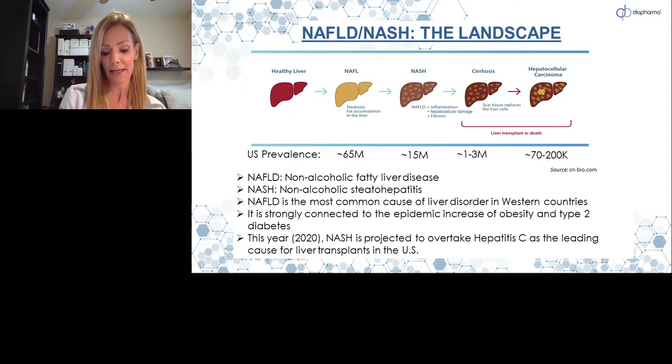NASH is characterized by liver inflammation, hepatocellular damage, and fibrosis. Some people may progress even further to develop cirrhosis and hepatocellular carcinoma or liver cancer. At that point, a liver transplant is generally needed for survival. While the risk of liver-related morbidity and mortality is significantly increased in NAFLD, complications from cardiovascular disease are actually the leading cause of death in this population.